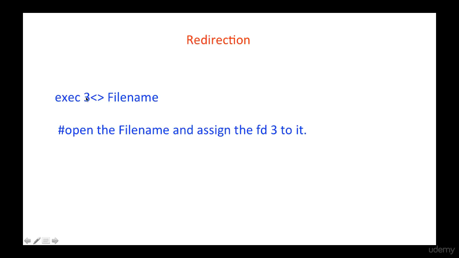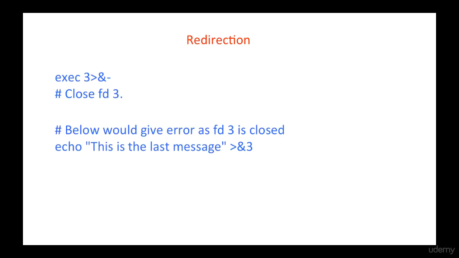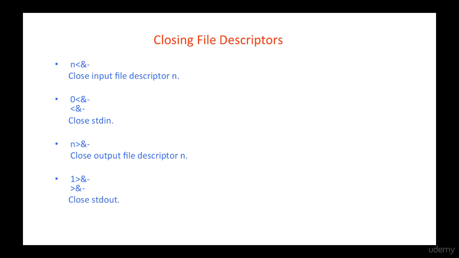So you use exec 3, you can have 3, 4, 5, followed by less than or greater than and a file name. To close that, you use exec 3>&-, so it will close the file descriptor 3. Once you close that, if you put a message like this, it will not go through, it will give a bad file descriptor.